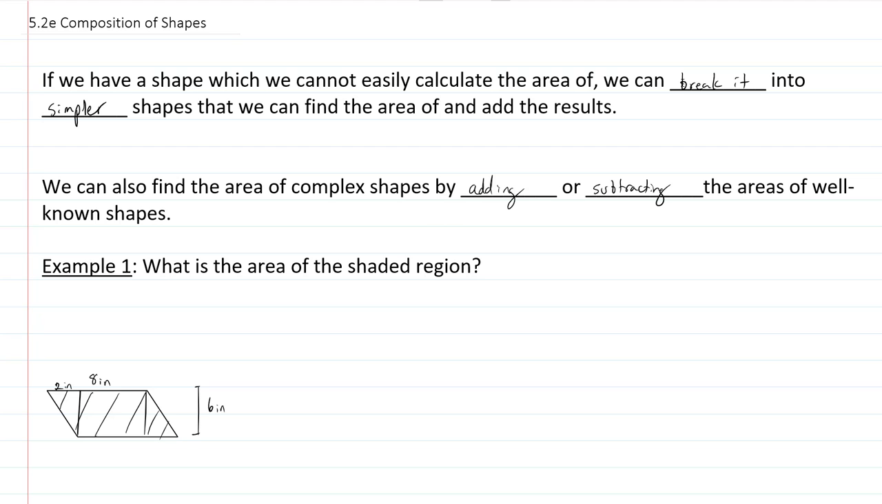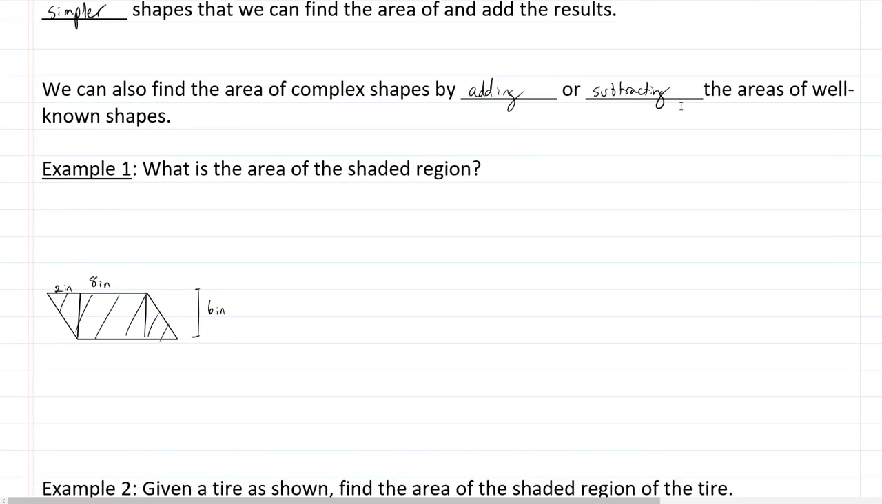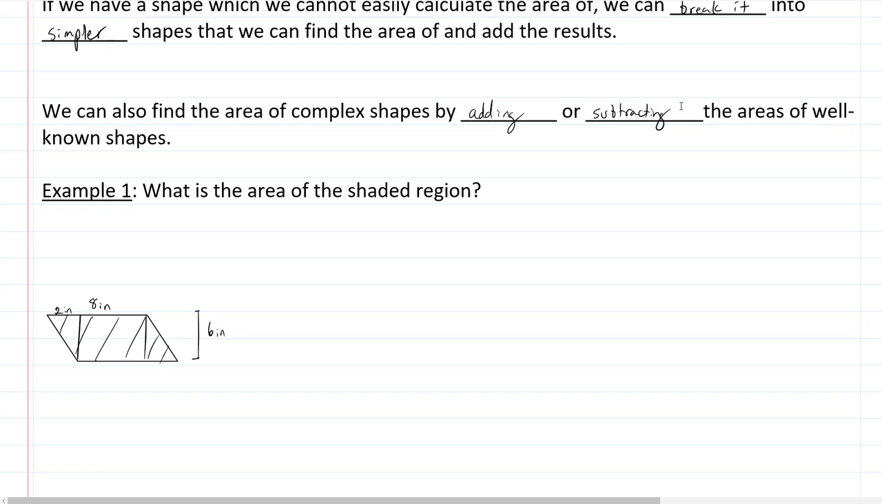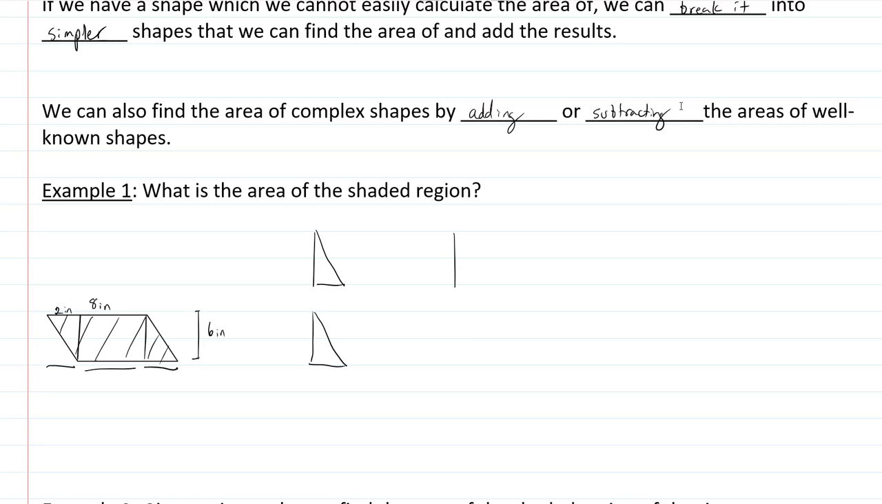So what is the area of the shaded region? The shaded region being the entire shape in this case. So what we want to do is notice that this is actually three shapes in one. We have a triangle, we have an identical triangle, and we have a rectangle. So let's look at all three shapes. Here's one triangle, here's another triangle, and here's a rectangle. So I have to find the area of all three and then add them up together at the end.